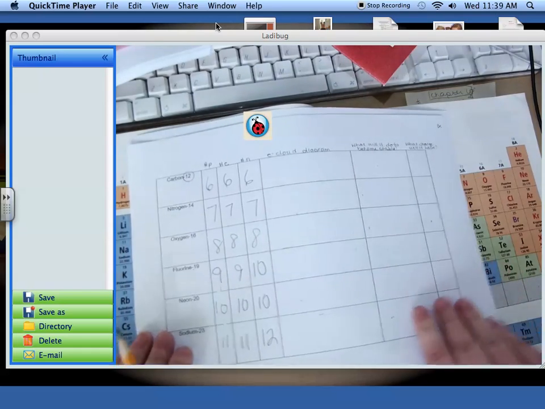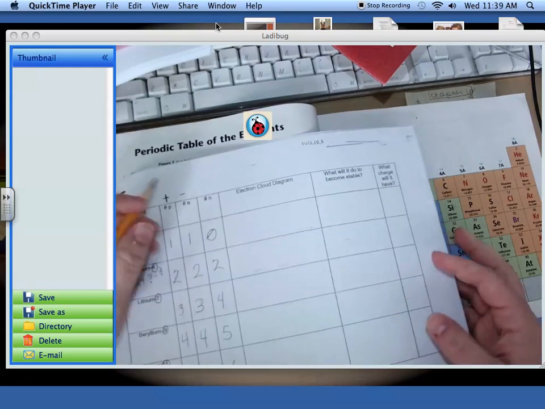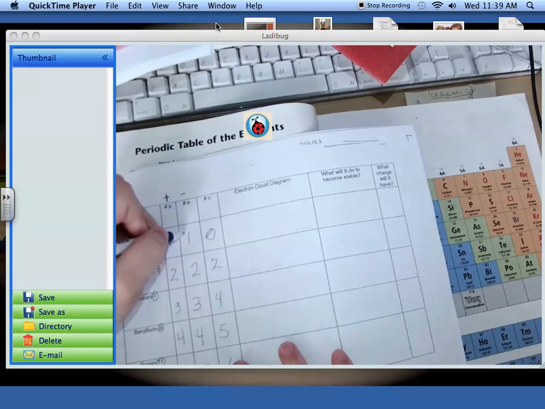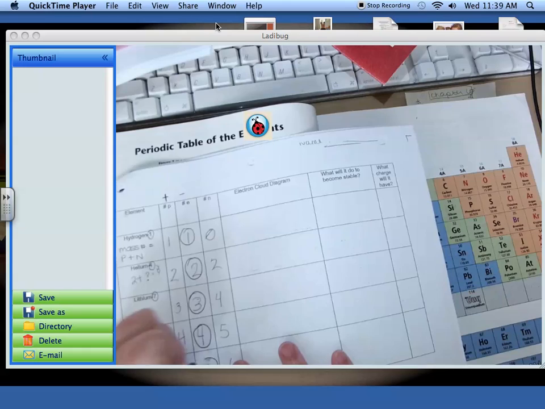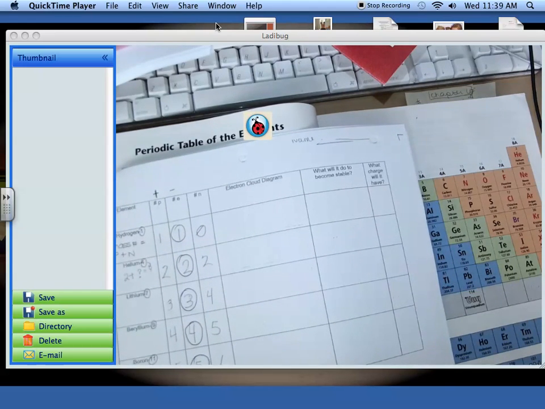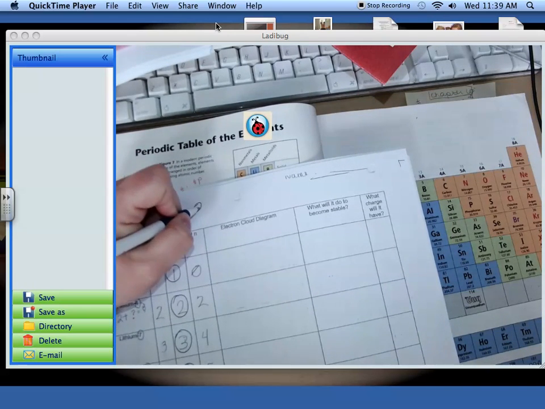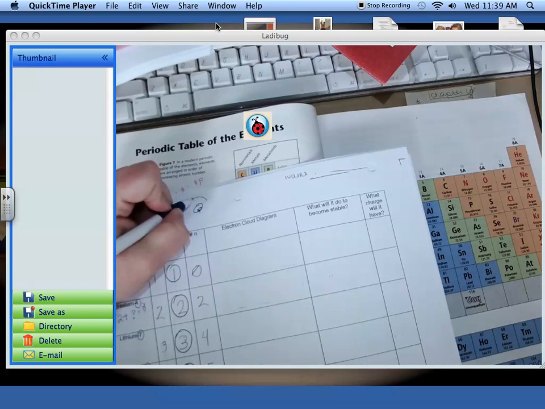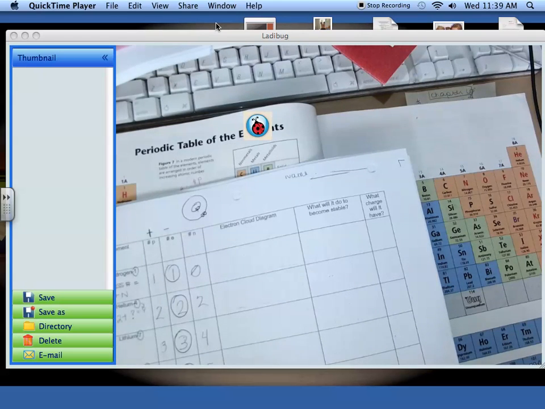All right, so now let's go back and do electron cloud diagrams. For electron cloud diagrams, we are only going to focus on the electrons. If you were absent when we talked about this, electrons are in energy levels. The first energy level can hold 2 electrons. After that, every additional energy level can hold 8 electrons.